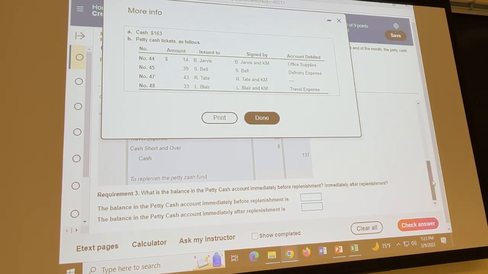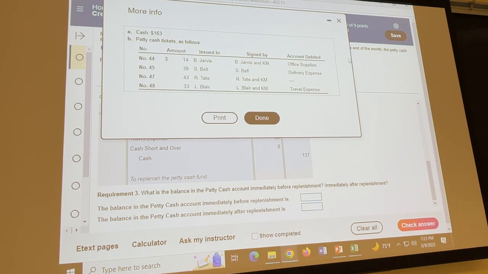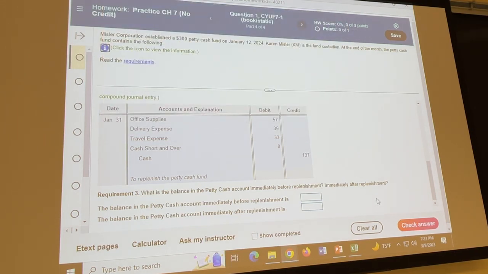Okay, then they ask us a couple questions here. The balance in the petty cash account immediately before replenishment is what? 163. No, that's what a lot of people would probably answer. This is almost a trick question, but it's not 163. Notice they say petty cash account. They don't say petty cash box or fund.